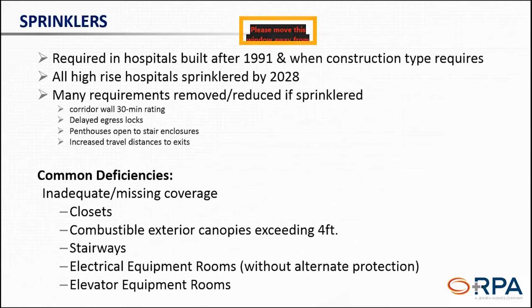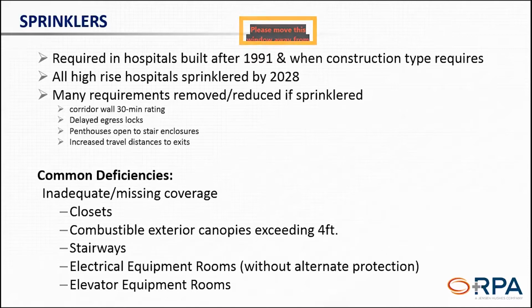So what does that do for us? Well, several requirements are going to be reduced if we become sprinklered. Our corridor walls that would typically have to have a 30-minute fire rating are reduced down to strictly a smoke partition. Delayed egress locks: if we're trying to lock up our building for different security measures, or for not allowing certain parts of the public to get to certain parts of the building, you want to put in delayed egress locks. Well, to do that, you have to have a fully sprinklered building.